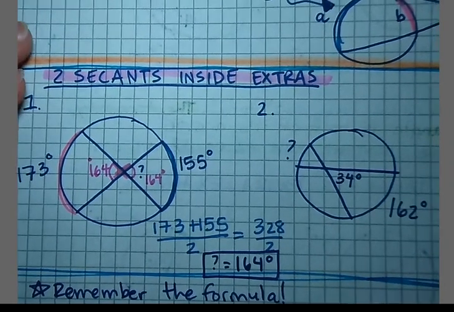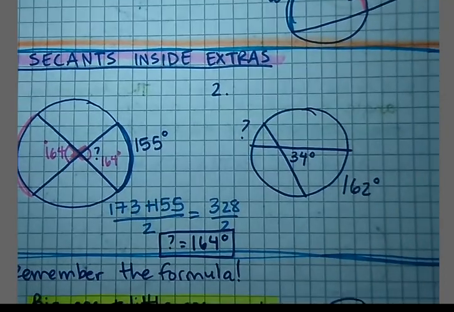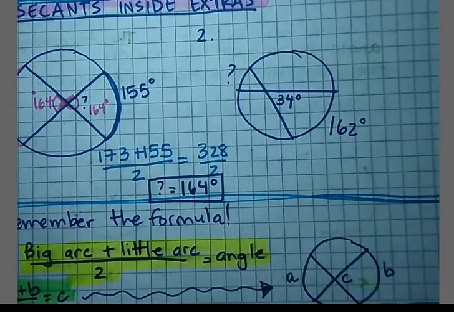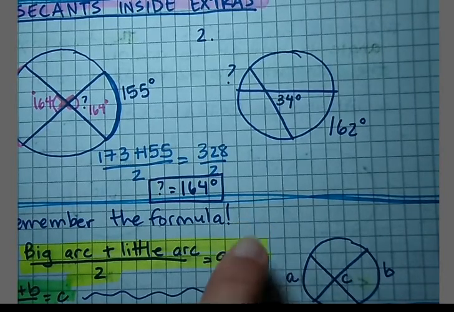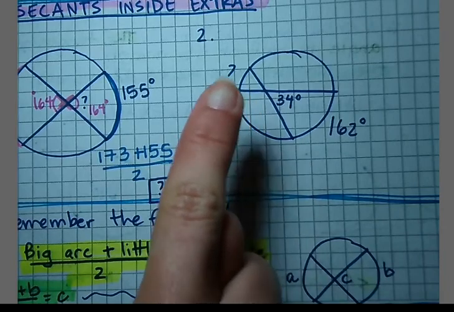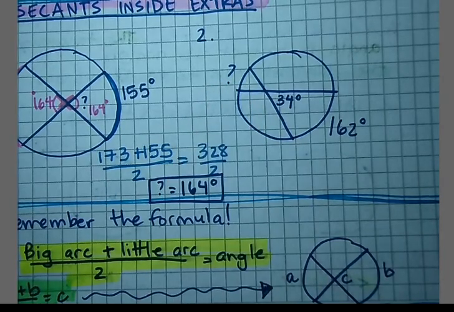Okay, the second type of problem like this is similar to the second problem we did with the tangent and secant. The reason it's similar is because one of the arcs that we're trying to find, we don't actually know, so we're going to have to call that x in our problem.